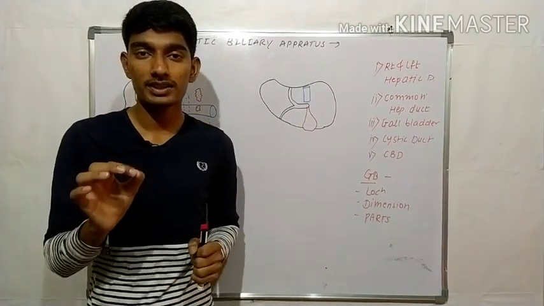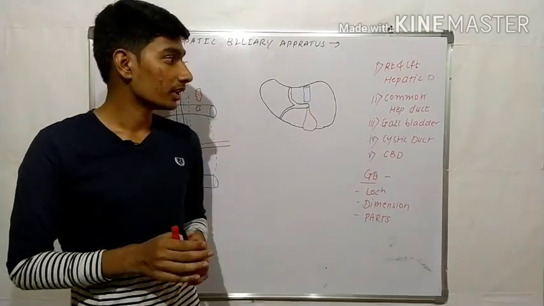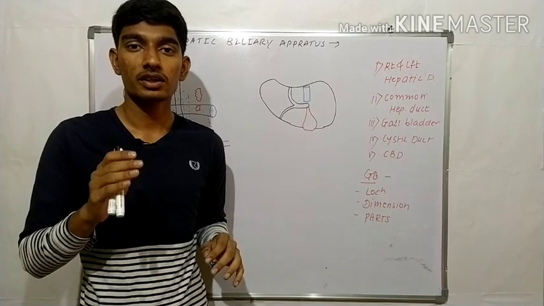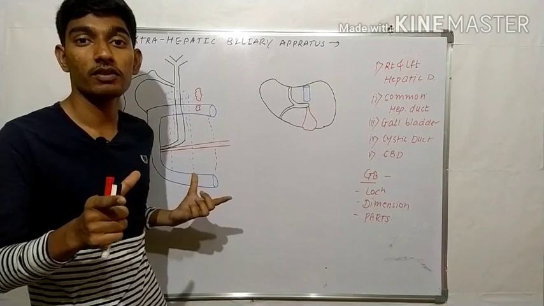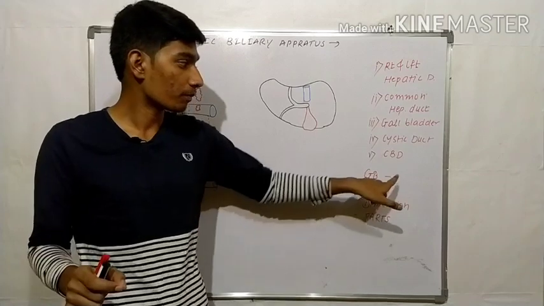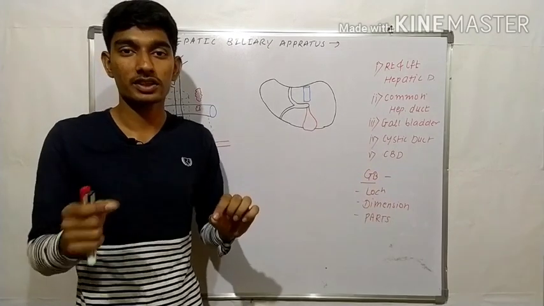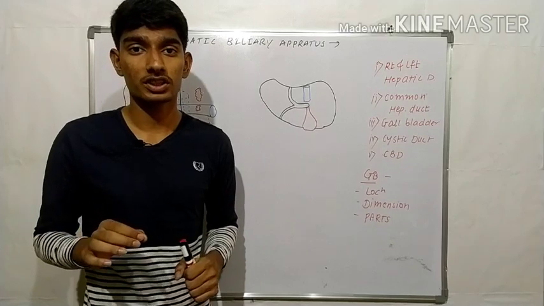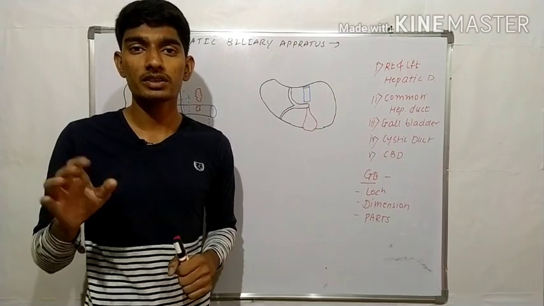Now the question arises, why should we study this extrahepatic biliary apparatus? Because the extrahepatic biliary apparatus gets affected in various conditions like cholecystitis, that is gallbladder gets inflamed, cholelithiasis, that is stone in the gallbladder, and obstruction of common bile duct. These disorders are ruled out by various imaging procedures like cholecystography and endoscopic retrograde cholangiography. These are the various techniques.